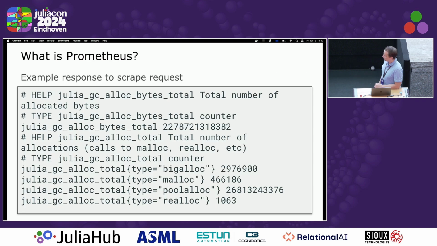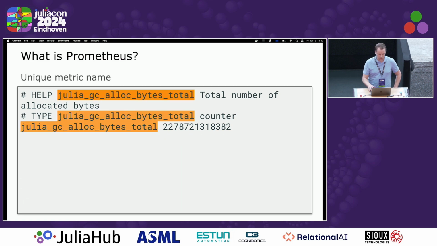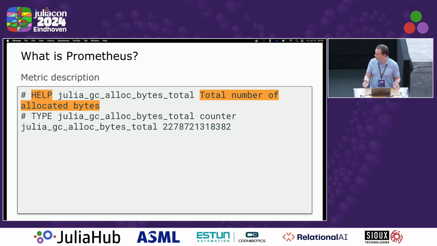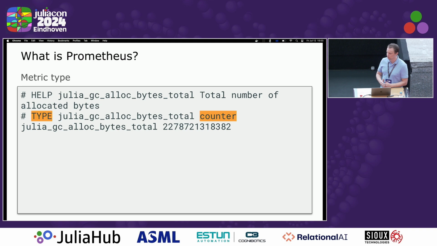This is just a small example of what a scrape looks like. If you do an HTTP request, this is what you get. I just want to break this apart a little bit. Each metric consists of 3 lines, and it has a unique ID. It has a description or a documentation string. It has a specific type. Prometheus has 4 different primitive types, and in this case it's a counter, which is just a monotonically increasing value. And finally we have the value itself. In this case it's the total number of allocated bytes in this Julia process.